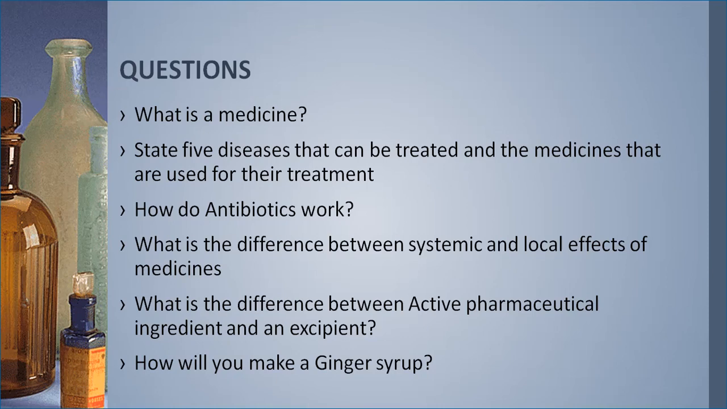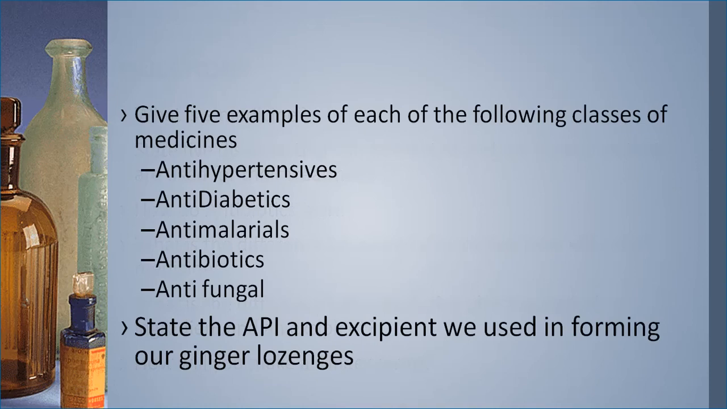Then the next question is, give me 5 examples of each of the following classes of medicines. And this is why I say that you can try to visit a pharmacy. Ask them if they can help you with 5 examples of antihypertensive medicines, medicines we use to treat hypertension, 5 examples of anti-diabetic medicines, 5 examples of anti-malarials they have in your pharmacy, antibiotics they have, antifungal drugs they have. You write the examples. You can snap the pictures for your personal use. Just type the names for me.